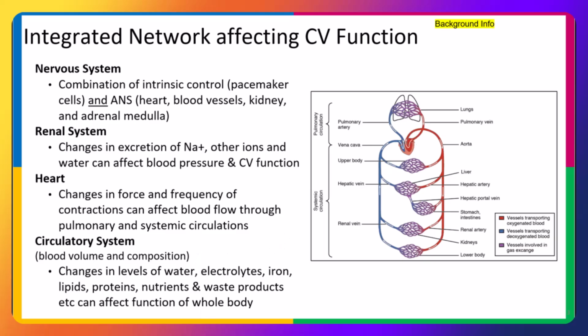The circulatory system, when we talk about this, we're not just talking about the volume of blood that's there, but also the composition. So changes in the amount of water, the amount of electrolytes, proteins, and so on and so forth will affect overall cardiovascular function. So when we talk about cardiovascular and renal pharmacology, you can see that it does require this integrated understanding of how the nervous system and the kidneys and the heart and the blood all interact. And drugs are going to target different points along these interconnected pathways.